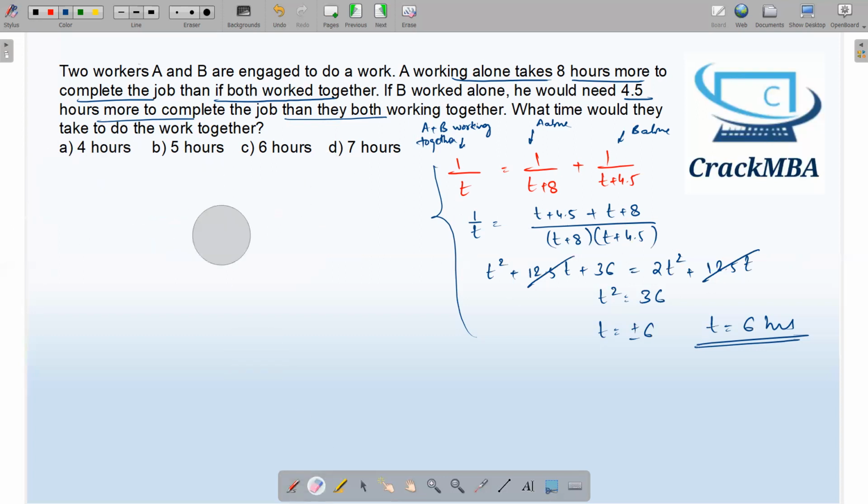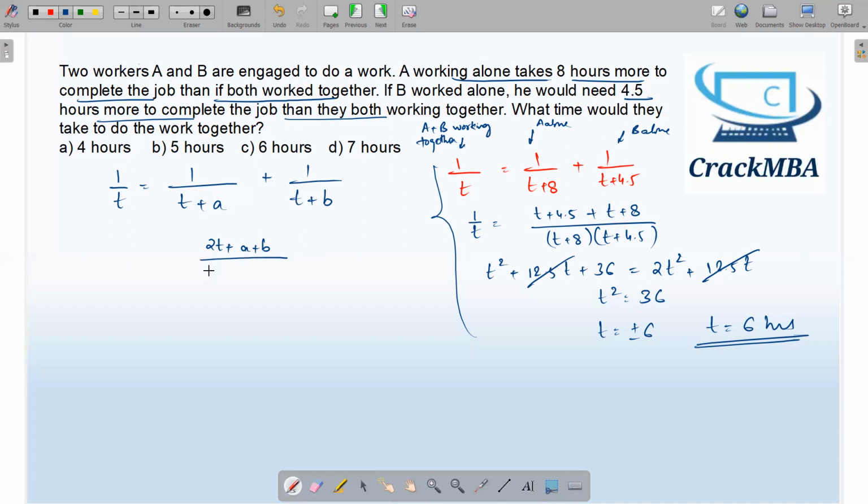I'm erasing this part. What I will do, I will generalize this equation using A and B. 1 by T is equal to 1 by T plus A, instead of 8, I will take A, and instead of 4.5, I will take B. Let's cross multiply and do the same procedure. T plus B and T plus A will go to the numerator part, and I will get 2T plus A plus B.